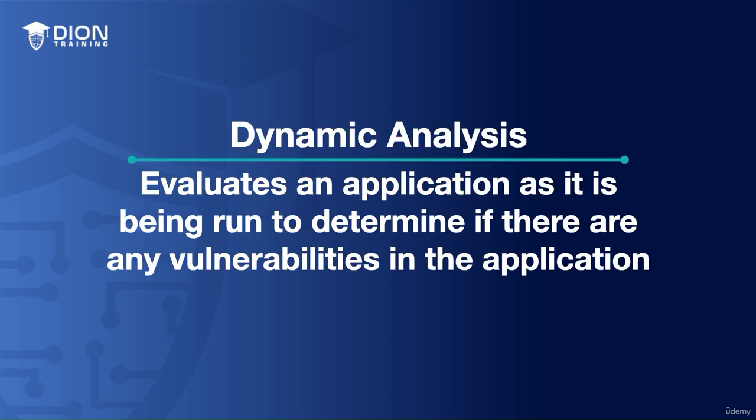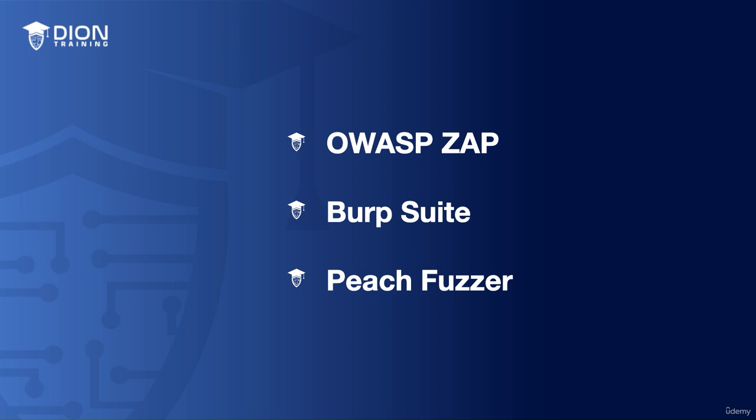Now, a dynamic analysis, on the other hand, is going to evaluate an application as it's being run to determine if there are any vulnerabilities inside of that application. Dynamic analysis tools like the OWASP ZAP, Burp Suite, or the Peach fuzzing tools can be used to interact with the application in real time by emulating a potential attack vector against the application and then determining if it would be vulnerable to that specific type of attack.